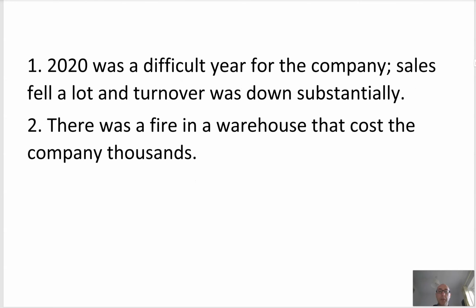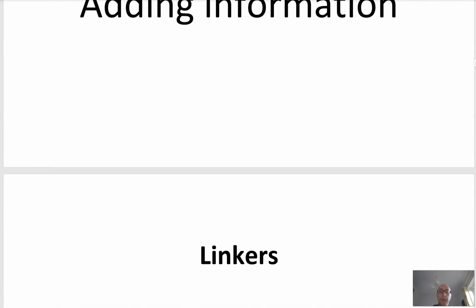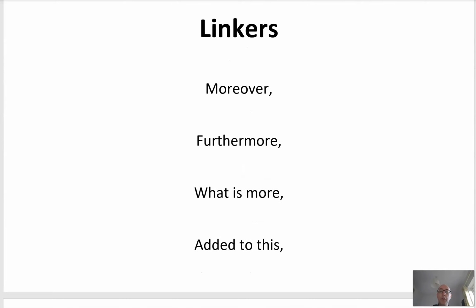Now it's a simple enough idea, but doing it elegantly gives your writing a little bit of flow. That's how we look at how we do it. So we're going to use words like moreover, furthermore, what is more here, or added to this. Again, the comma is important. Don't forget about the comma. These are all linking words or expressions. Let's look at an example.